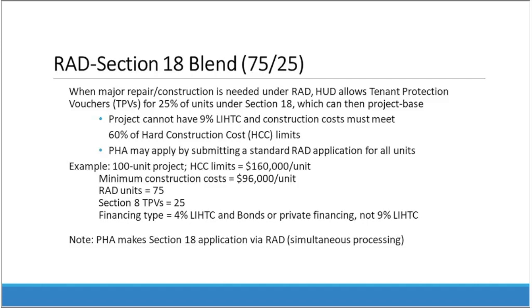The slide here gives an example of this 100-unit project, which basically follows what I'd explained. With the HCC limit at $160,000 per unit, the minimum construction amount, 60% of that, is $96,000 per unit. Under this scenario, 75 units would go RAD, 25 Section 8 TPVs. Here they're using 4% credits and private financing, but not 9% credits.